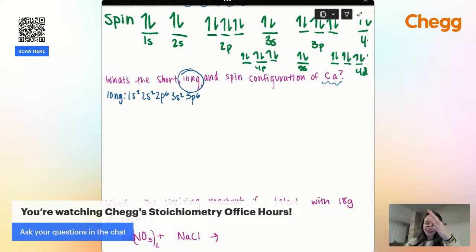Down and back all the way to the left. So just like reading a book, I see calcium, it's in sight, and I just write 4s2. That's my long electron configuration. I know I went through that super, super quick. So if you have any questions about that, anything else, chemistry or stoichiometry related, let me know in the chat. I'd be more than happy to answer it for you.